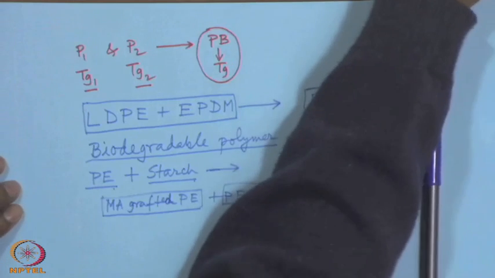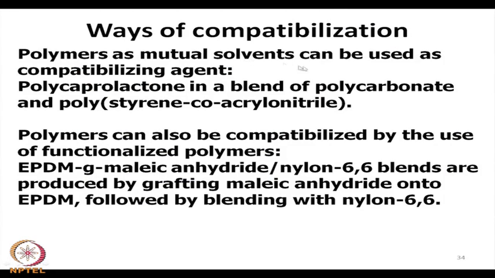Now, another way of compatibilization is to use some polymers as a mutual solvent between the component polymers, and in this case these polymers are used as compatibilizing agents. For example, polycaprolactone, this is a polyester, a biodegradable polyester.